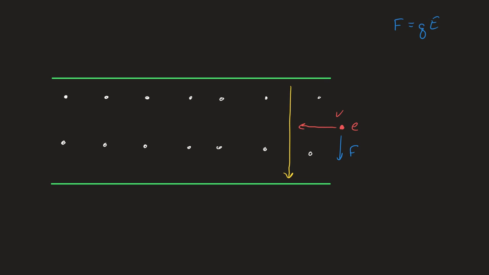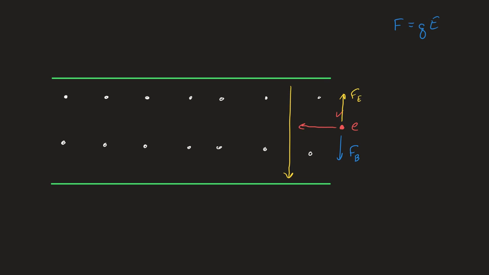Will this produce an upward force on the electron? It's going to be an upward force on the electron. The electron is going to be pushed in the opposite direction of the electric field. So there will be a downward force due to the magnetic field and an upward force due to the electric field.